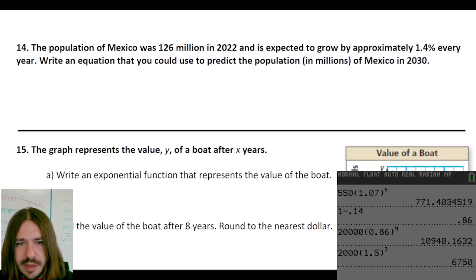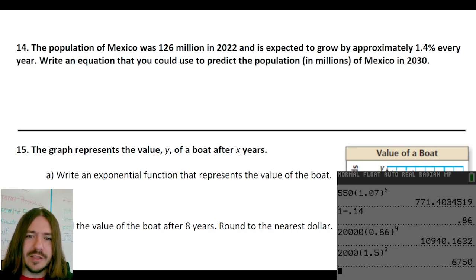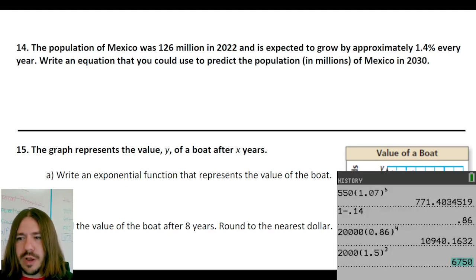It says the population in Mexico was 126 million in 2022 and is expected to grow by approximately 1.4% every year. Write an equation that you could use to predict the population in millions of Mexico in 2030. So it's just asking to write the equation. I might go ahead and take it a step further and find the population in 2030 just so I can show it to you. But going by the wording in the question, it's just asking for the equation.